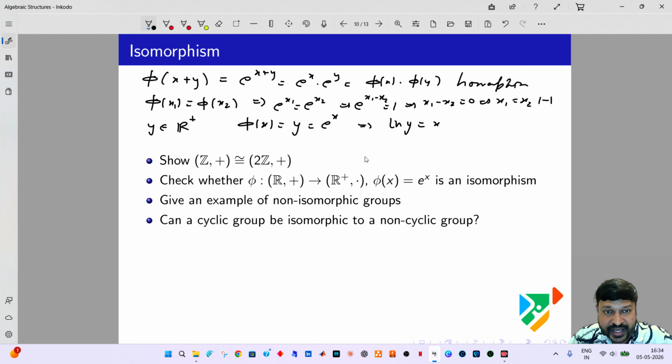So is log y a real number? Yes, it is a real number. Hence you have got the input, which is phi of log y. This is your input. This will give you y. Hence it is onto. So with these two properties, it is bijective. With homomorphism included, it is an isomorphism.